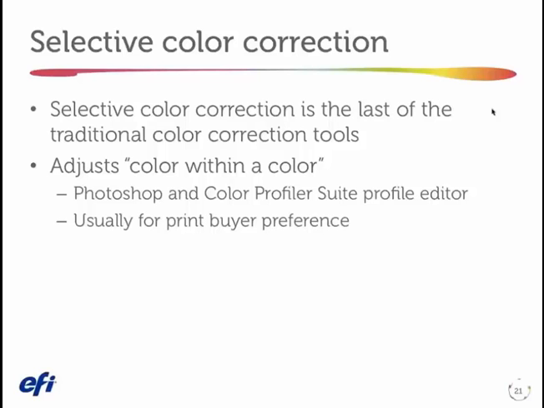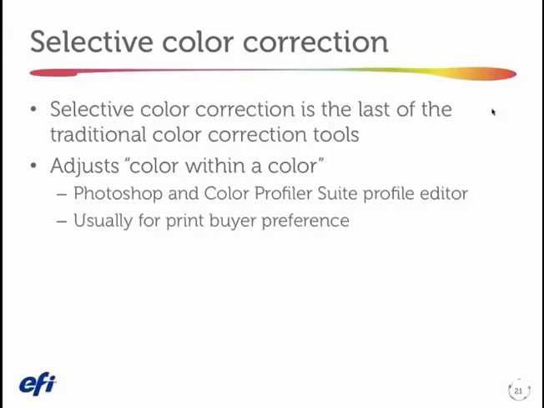The art director says, well, that's perfect. But look at this red apple here. The red needs to be just a little bit more shapely. It's a little bit too bright looking. Can you put some cyan in the red? Certainly you can. You go use selective color correction.